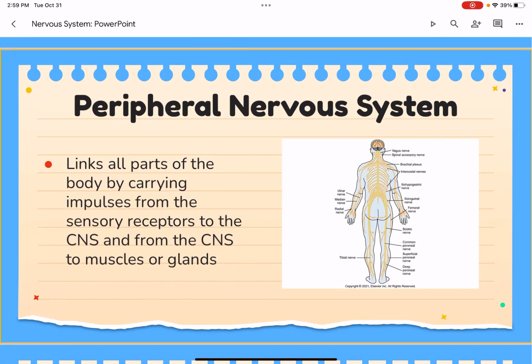The peripheral nervous system is composed primarily of spinal nerves that carry impulses to and from the spinal cord and cranial nerves that carry impulses to and from the brain. The peripheral nervous system links all parts of the body by carrying impulses from the sensory receptors in the central nervous system and from the central nervous system to muscles or glands.